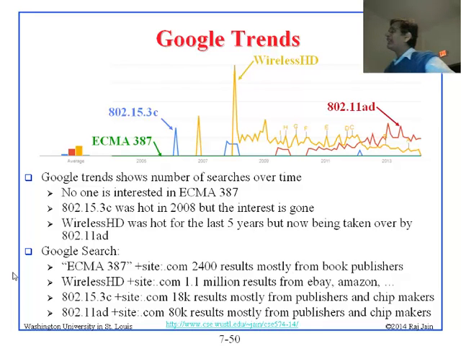15.3C has 18,000 results, mostly from publishers and some chip makers. So yes, chips are being built, but I could find no products. 11AD had 18,000 results, mostly from publishers and chip makers. So this is just coming in. The chips are becoming available and products are coming in. This one has products already. So this is the information.